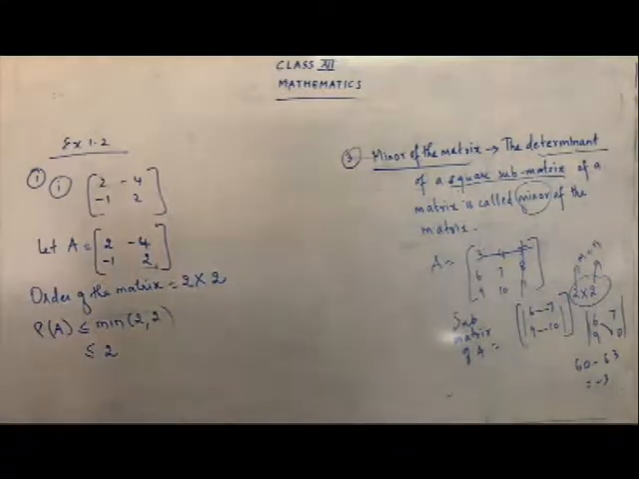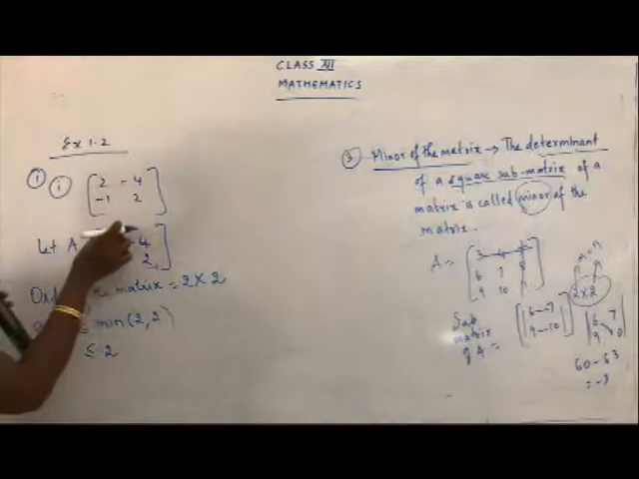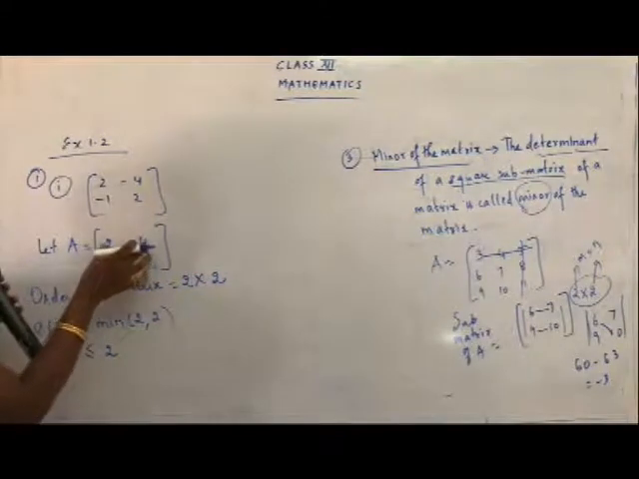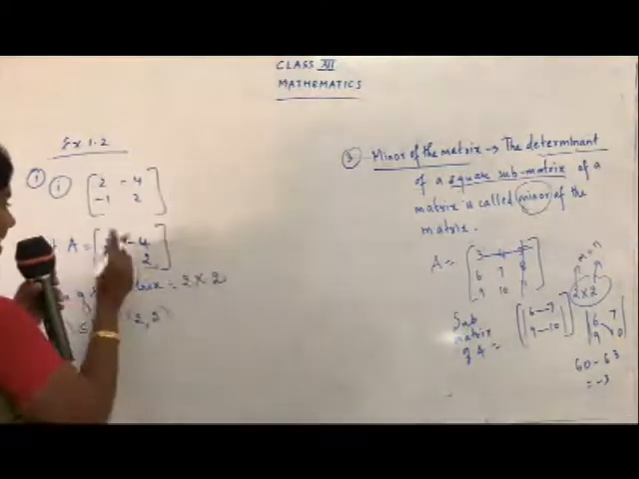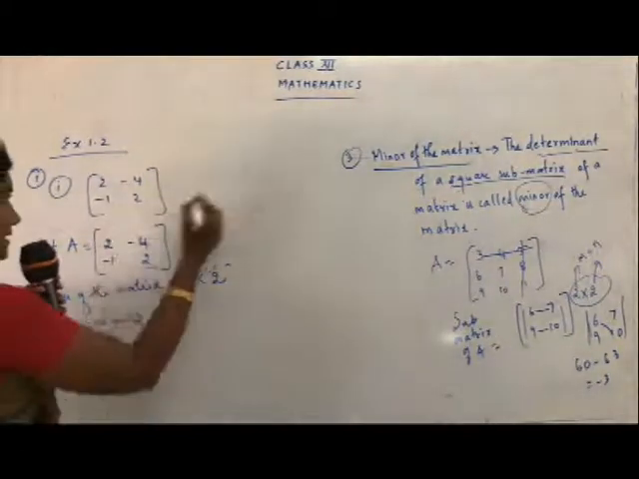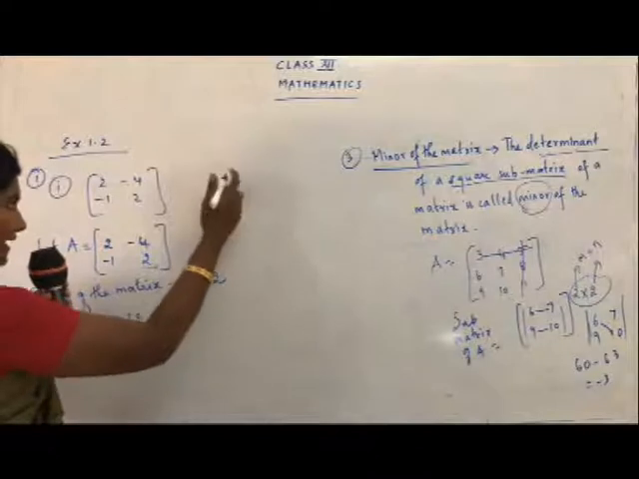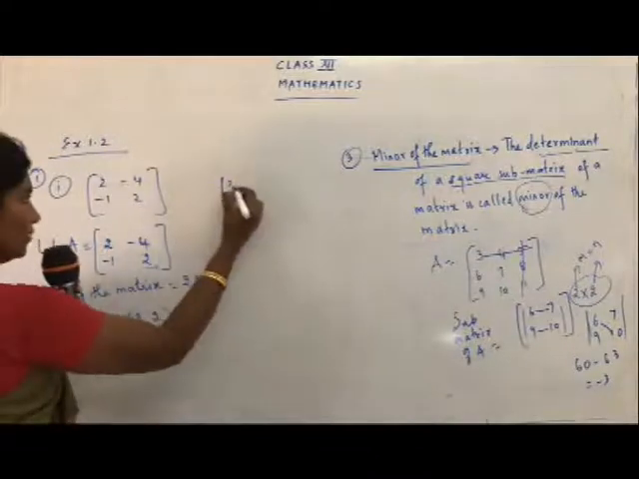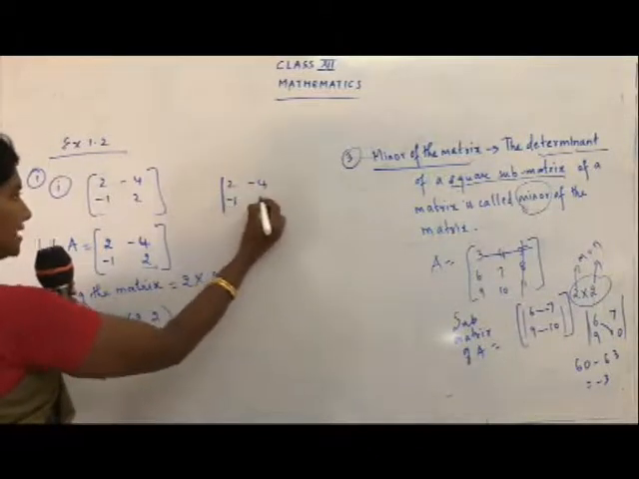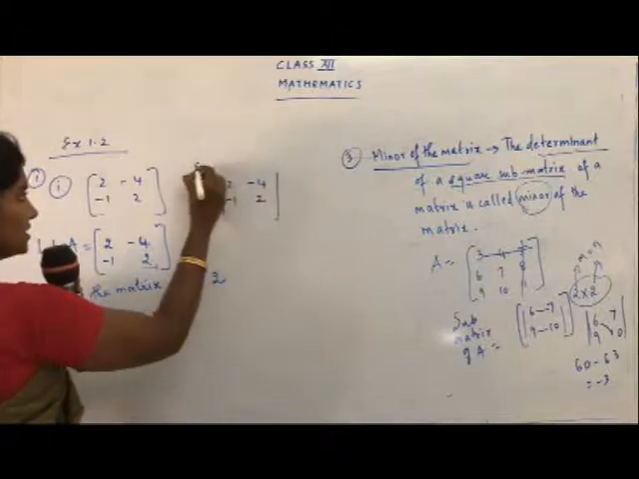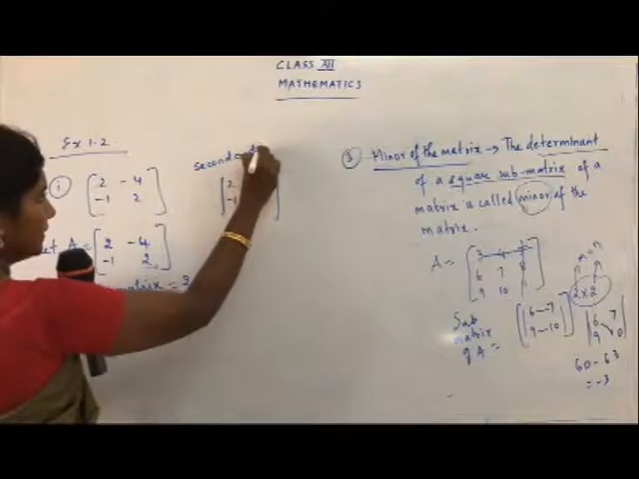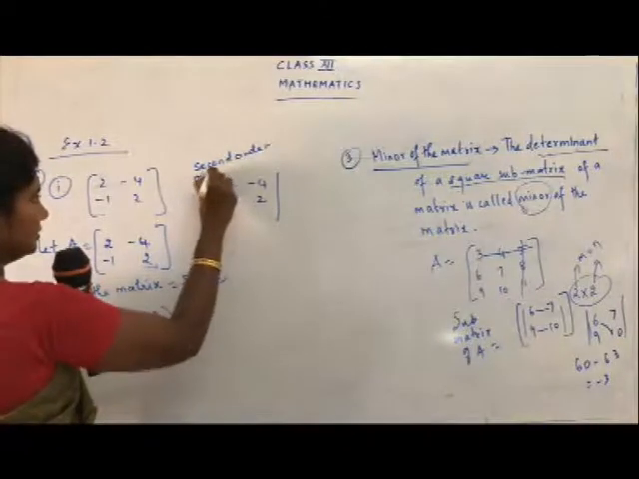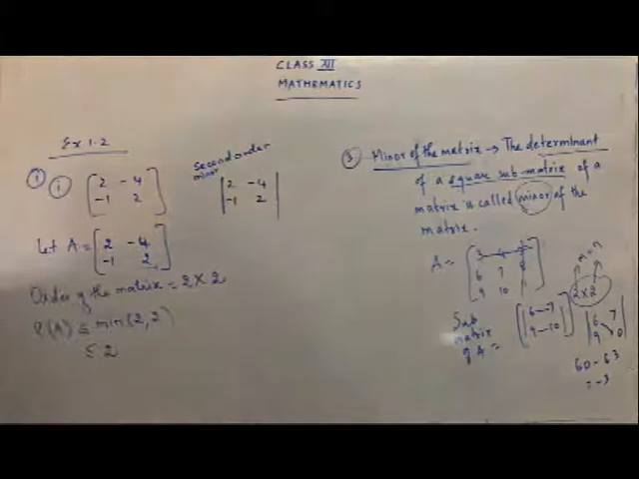Let's find the non-vanishing minor. So what are you going to do here? You are going to take the second order minor. What is the second order minor? Just write in the form of a determinant: 2, minus 4, minus 1, 2. So this is the second order minor, 2 by 2. Yes, we have to consider a square submatrix.